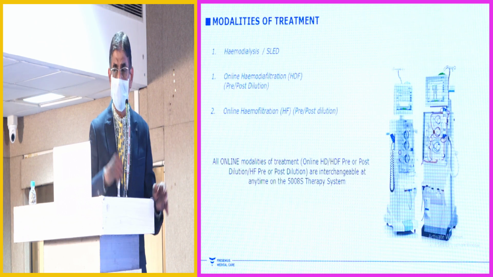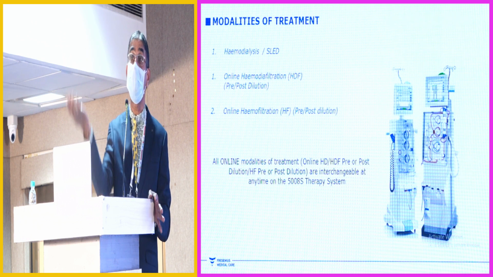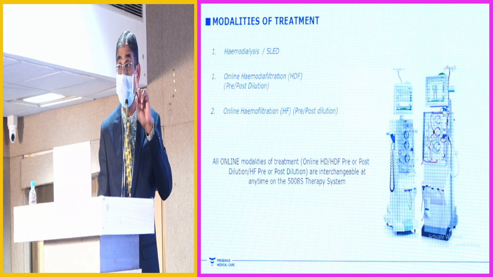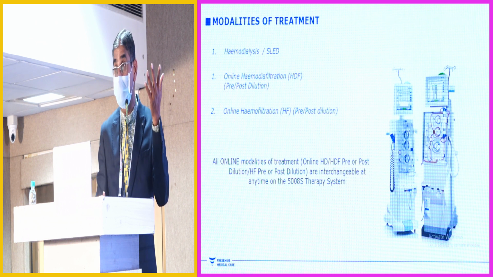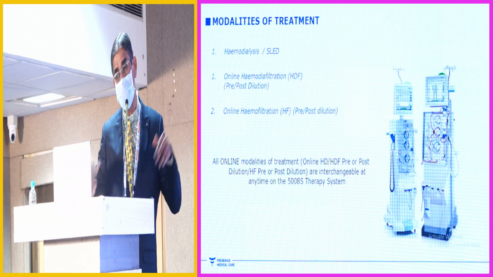I already mentioned, if you want HDF, you can come back to HD, or if you want to go from HD to HDF. In your CRRT machine, you only have to start with HDF. Cut off your substitution rate, it becomes HD. Or cut off your dialysate flow, it becomes HF. In this, you can play with it.